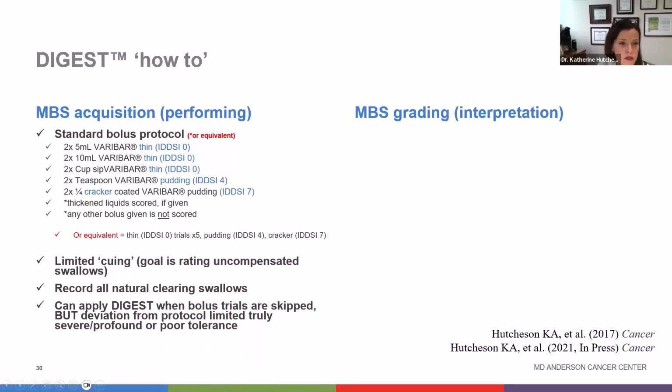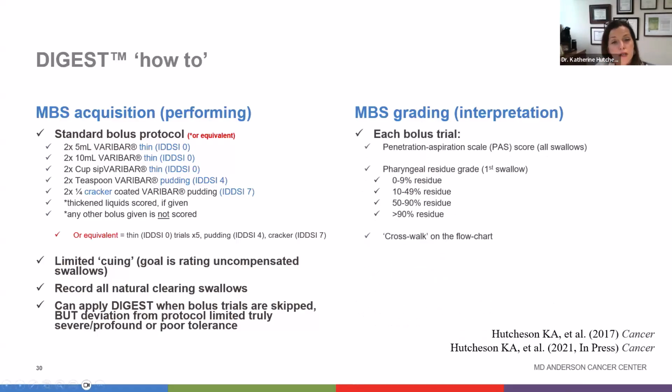And an important note is that you're not expected to exactly follow the bolus protocol in every single patient in order to use DIGEST. It was developed in a way that we assumed that bolus trials would be skipped, particularly in higher grade impairment. But it is designed so that you follow the bolus protocol in all other scenarios as best you are able. So avoid deviation from the protocol unless there's truly severe or profound impairment or very poor tolerance of the examination.